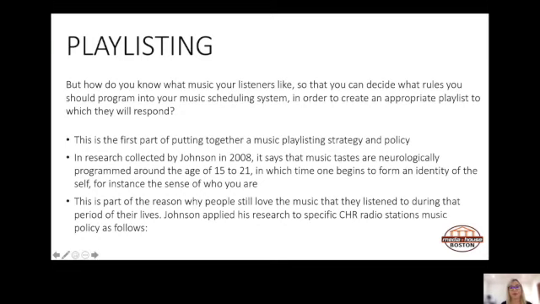But how do you know what music your listeners like? You can decide what rules you should program into your music scheduling system in order to create an appropriate playlist.